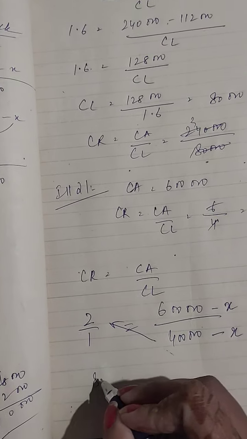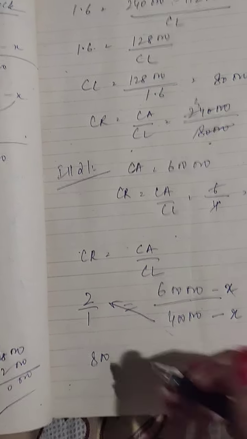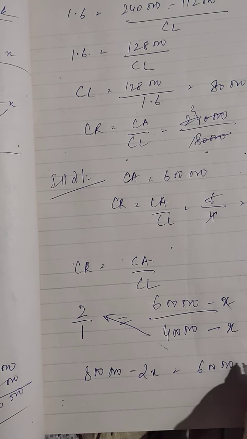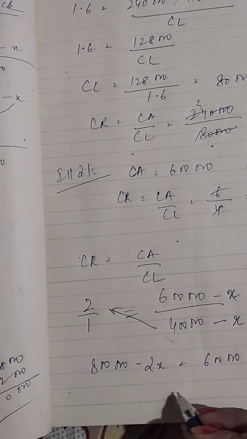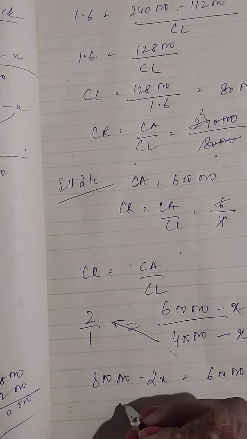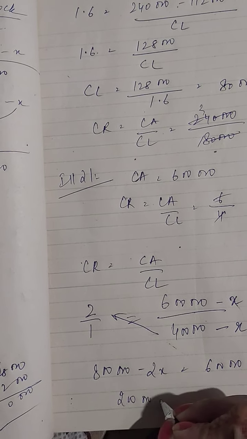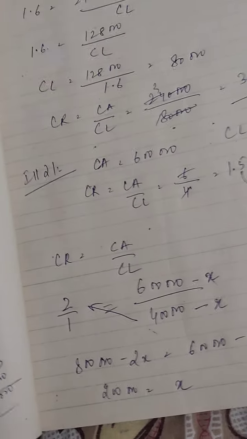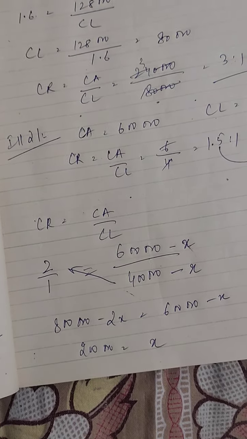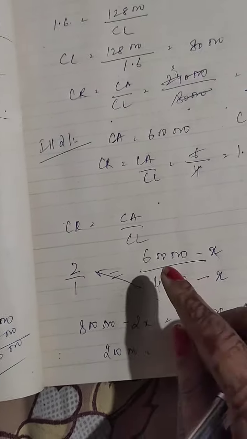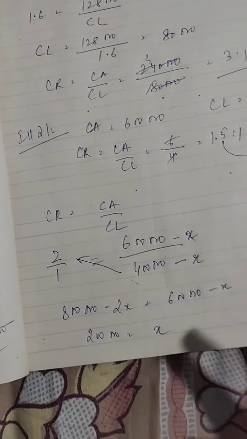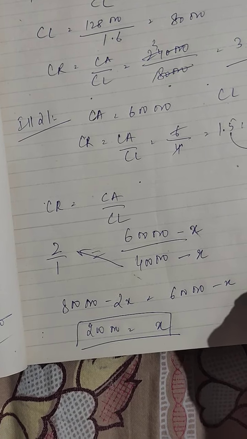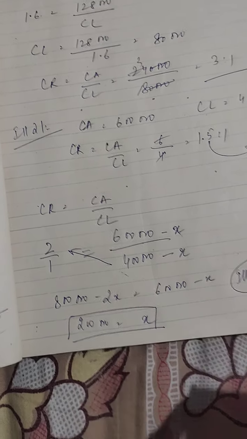Now multiply, and now you can just solve the equation to find the value of x. 8 lakh minus 2x is equal to 6 lakhs minus x. So bringing 8 lakhs minus 6 lakhs comes out to 2 lakhs, which equals x. That means if you pay liabilities of 2 lakh rupees, then this will be 4 and this will be 2, so 4 upon 2 gives you 2:1. So this is the amount you need to calculate. The same applies to illustration number 22, and you will be able to do that.